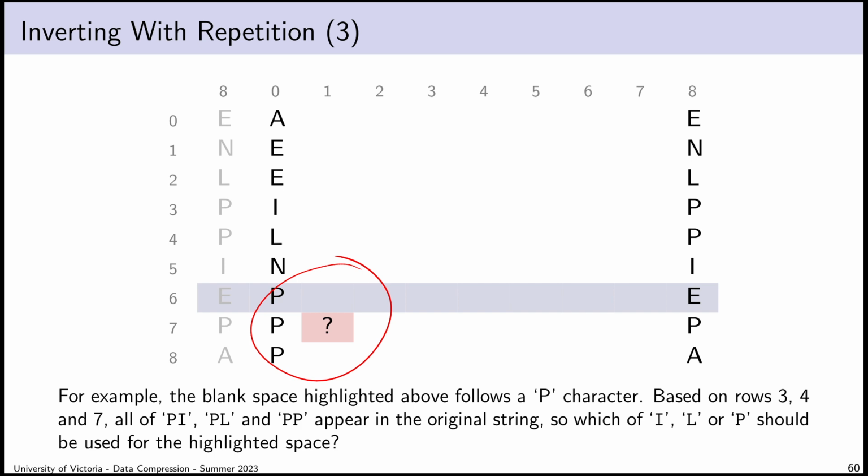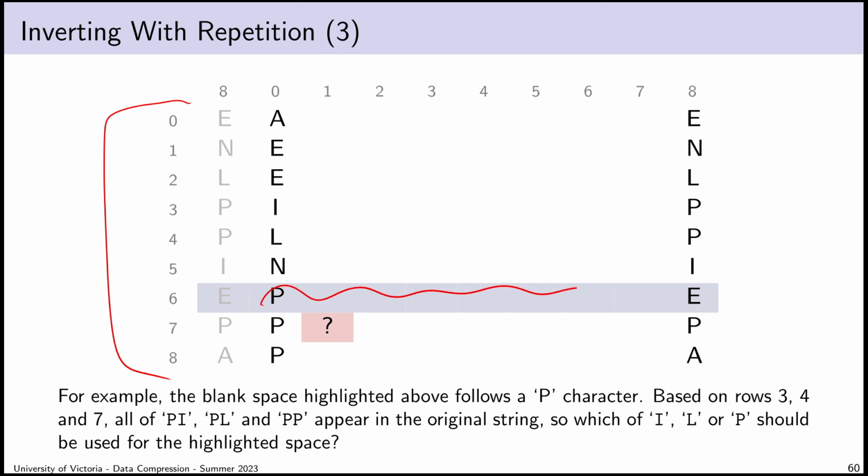So some combination of P, L, and I have to appear in these 3 rows because P is followed by I, L, and P. The question is which order do I put them? And it turns out this is not ambiguous. We can resolve this. The way we resolve it is remember the properties of the matrix. In this matrix, at this point, the rows are sorted lexicographically. That means that this string here has to be lexicographically less than this string here. Or I guess they could be equal, but less than or equal to the string below it.